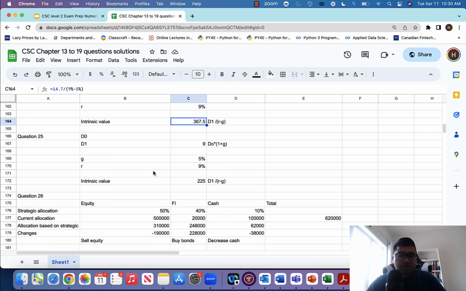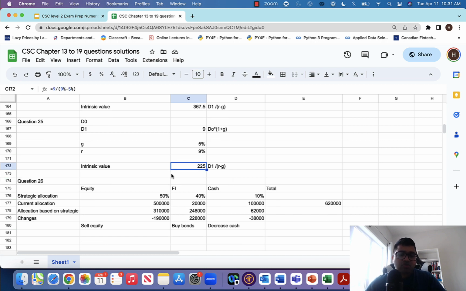So how do you do such questions? Easier. D1 is already given, so you don't have to calculate that. It's $9. g is given, 5%. The required rate of return is given, 9%. What is the formula? D1, 9, divided by r minus g, 9% minus 5%. So the answer comes to $225. So the intrinsic value in this case is $225. So in the exam, figure out whether D1 or D0 is given, and based on that, structure your response.